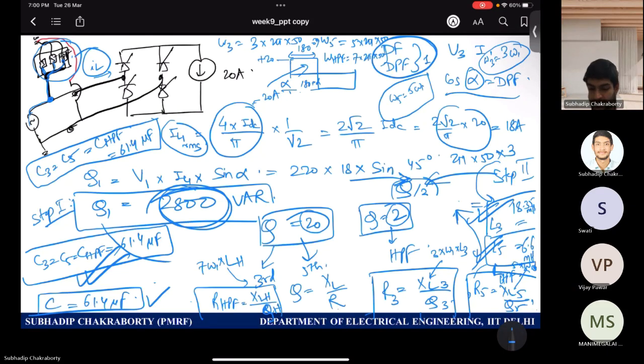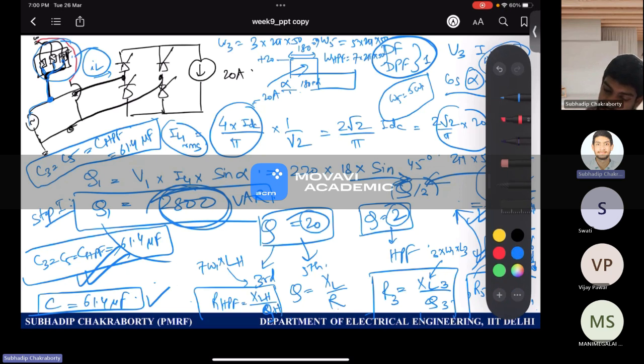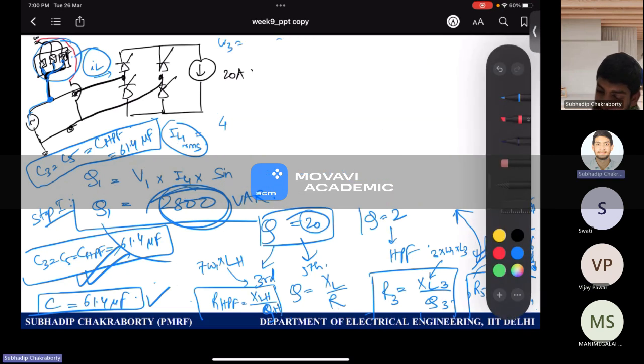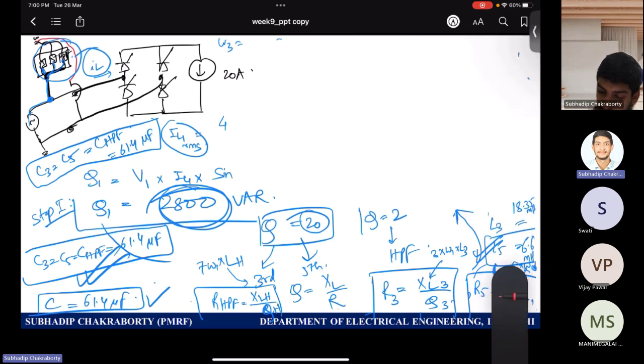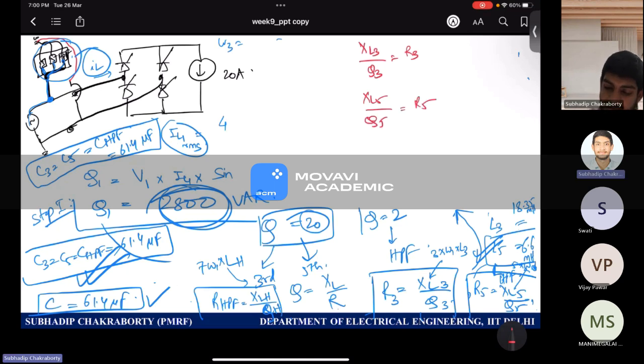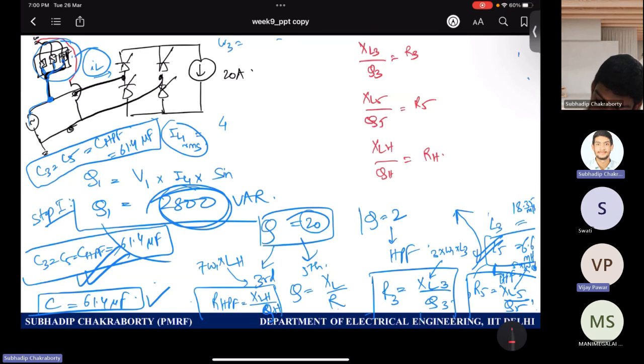Calculate what is coming. So what I am telling, XL3 by Q3 is your R3. XL5 by Q5 is R5. XLH by QH, because as per the definition of quality factor, it is XL by R. Now calculate these values.